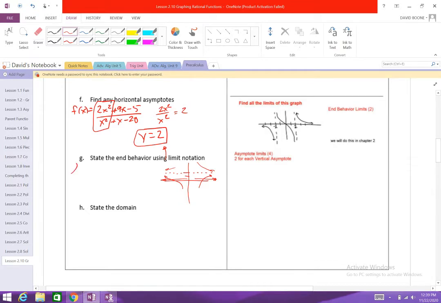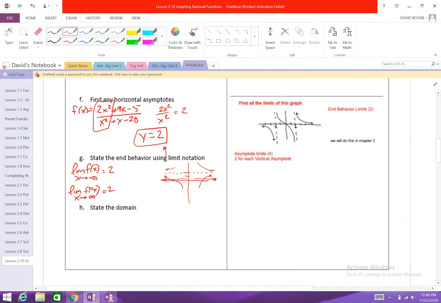So what we'll say here is that the limit of this function as x approaches negative infinity, it's got to go to 2, okay? And that the limit of the function as x approaches positive infinity, so as x goes out to positive infinity, it too will level off there at 2.